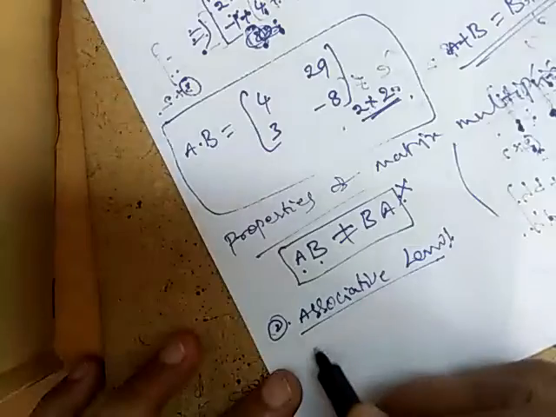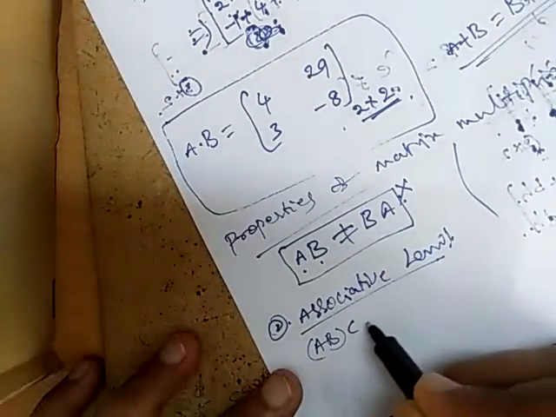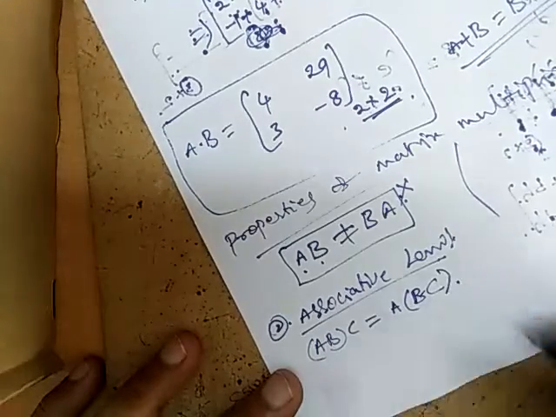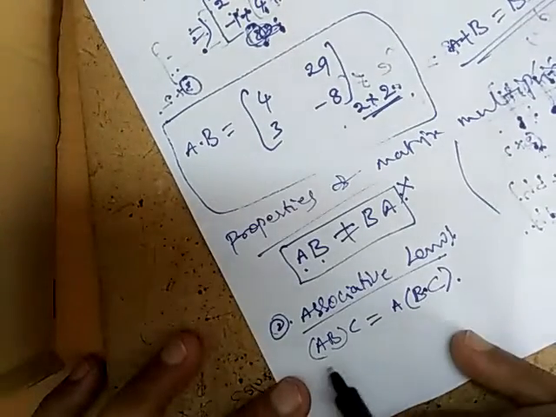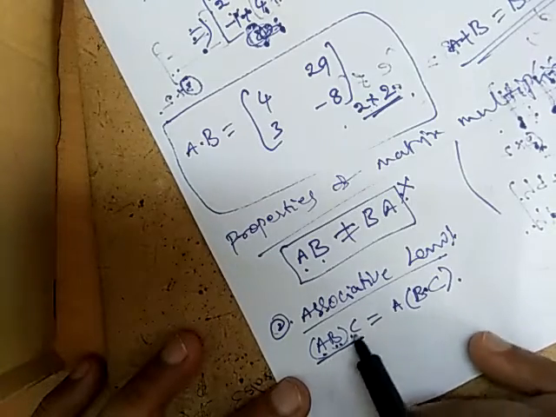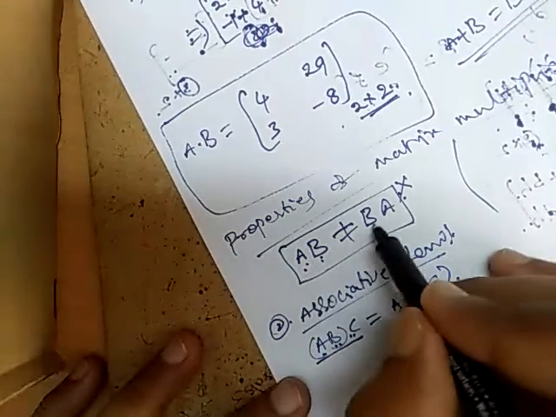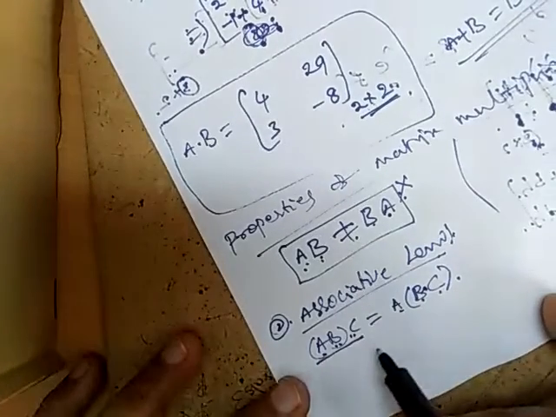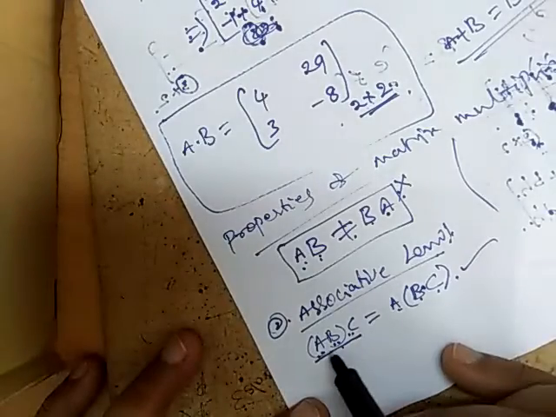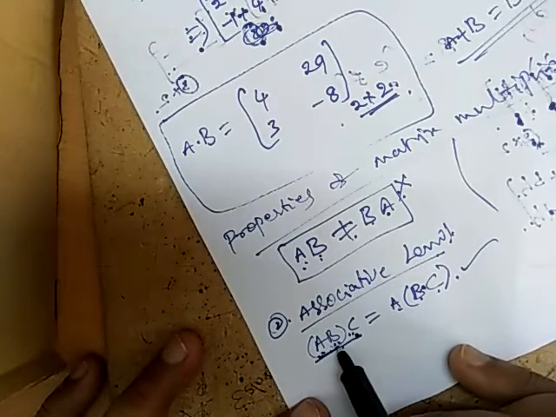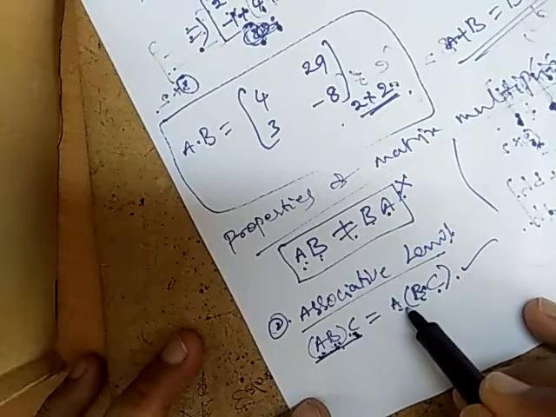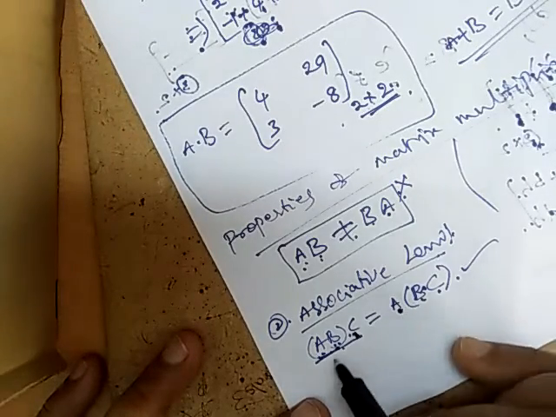That means AB dot C equals A dot BC. This condition is satisfied because we are not changing the order of the matrices ABC, but in AB, BA, that's why it cannot be satisfied. Here ABC equals ABC, so it is satisfied. If you multiply the first two matrices with the next matrix, and multiply these two matrices with this matrix, then you will get the same result.